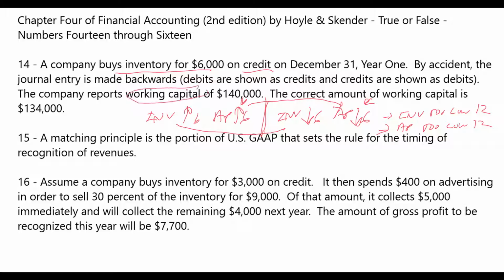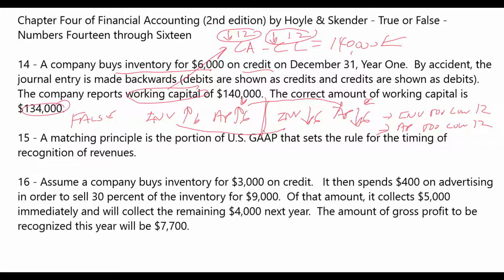Working capital is the current assets minus current liabilities. If this number is too low by 12,000 and this number, the current liabilities, are too low by 12,000, they're both wrong, but they offset. The number that you come up with, which is $140,000, these two errors, the current asset and the current liability, both being too low, offset, and the 140,000 is correct. Therefore, the amount is not 134,000. That is false. It is 140,000.